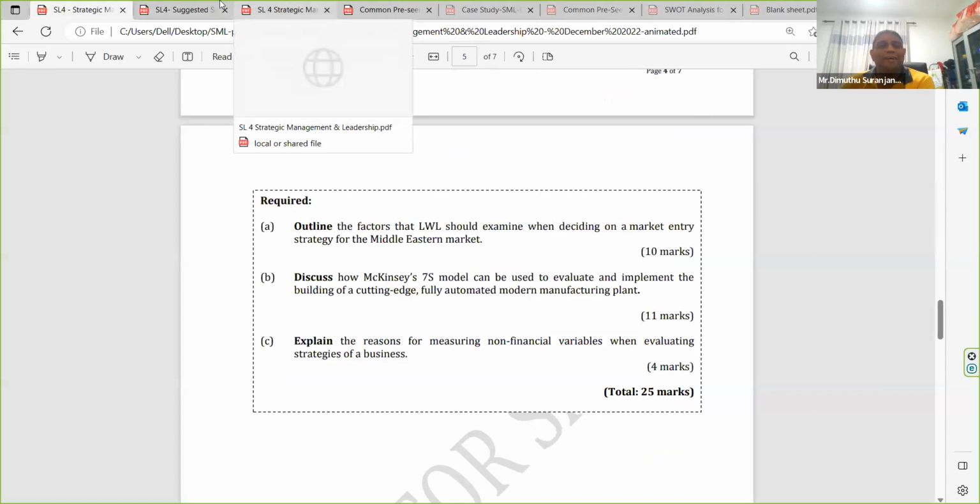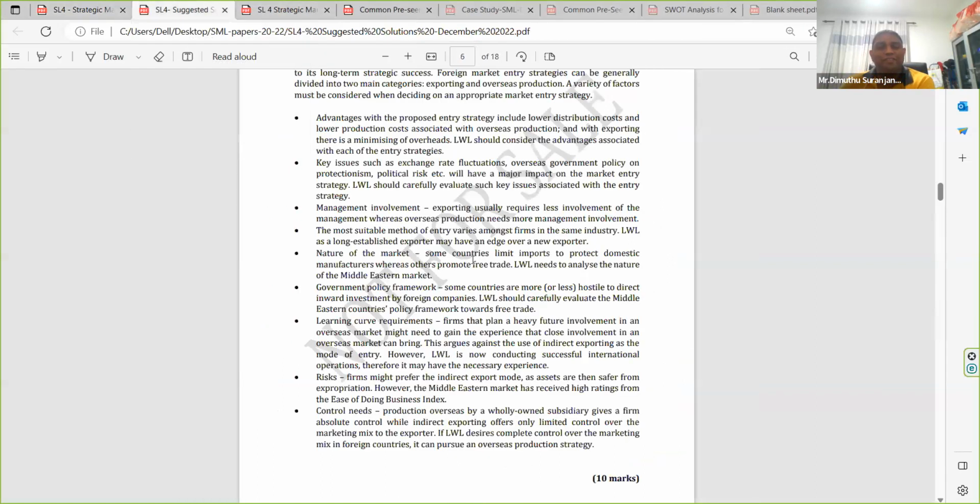Now you can get an idea how difficult this is. Now taking 50 marks is very challenging. Probably this is the most difficult paper in the strategic level. So, any questions?